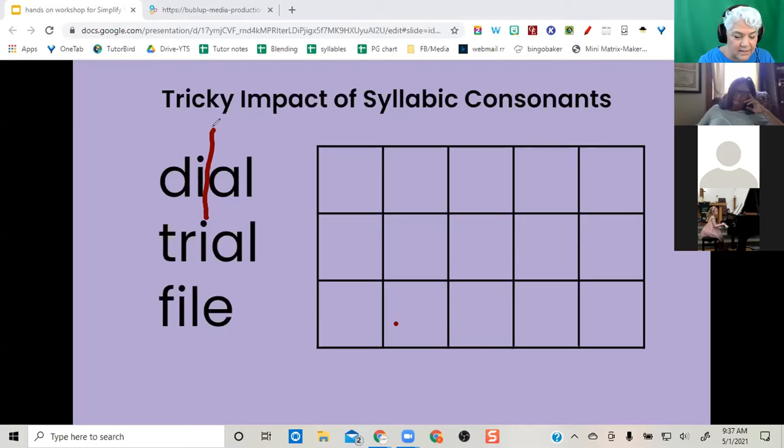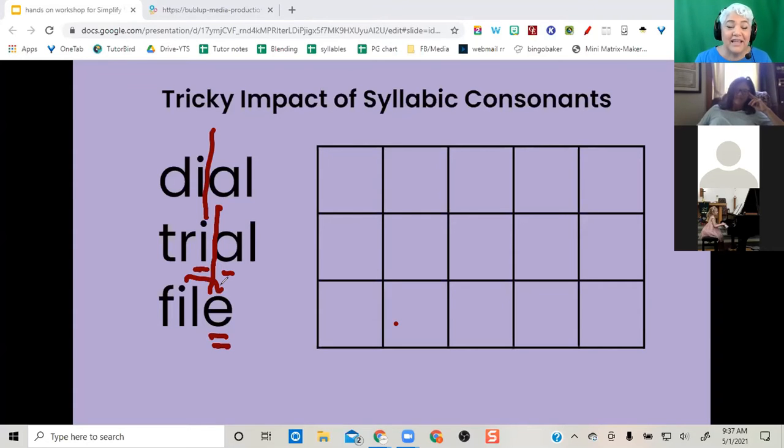Same thing for this. I see 2 vowels here. I'm going to split them up. Each vowel goes into its own syllable. Try, oh. Oh, trial. Got it. And then I come to this word here and I say, oh, I see a silent E. It's going to make the I say I, file. Now, if you look up in a rhyming dictionary, these all rhyme: dial, trial, file.